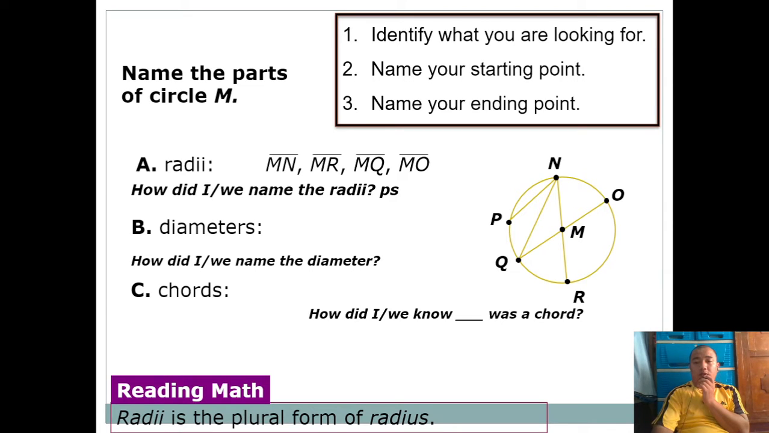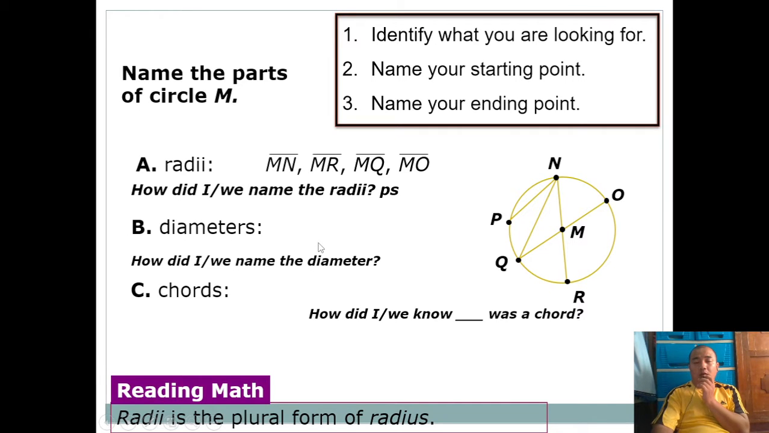Notice also that MN and MR are 2 radii. When you combine them together, it's actually the diameter because it passes through the center of the circle. So meaning to say, 2 radii is equal to 1 diameter. Also with MQ and MO. MO and MQ are 2 radii. Combined together is the diameter.